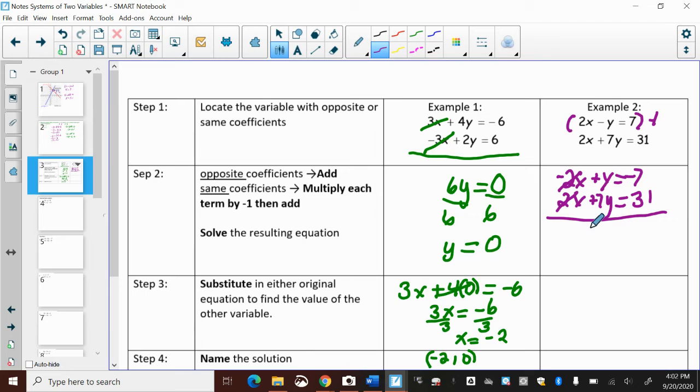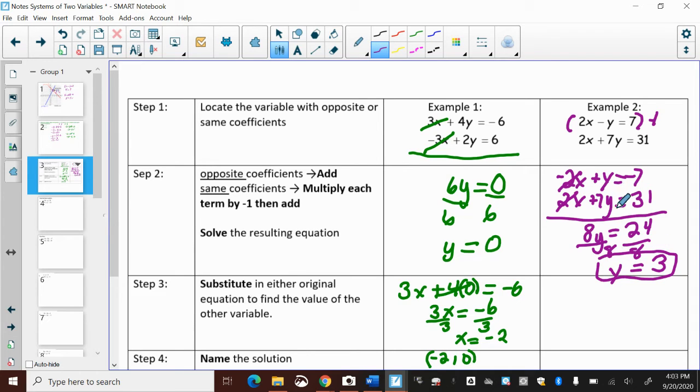y plus 7y is going to get you 8y. Positive 31, negative 7 gets you a positive 24. Dividing each side by 8, and we wind up with y is equal to 3. So once we know what our y term is, let's go ahead and box that. We know what that is.